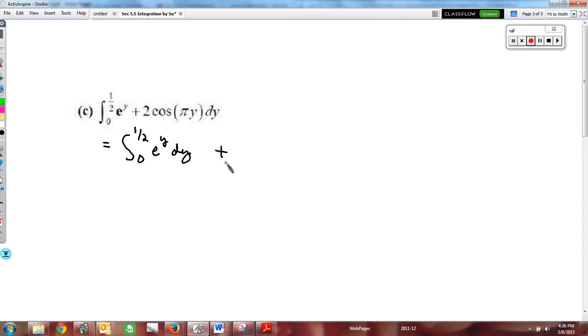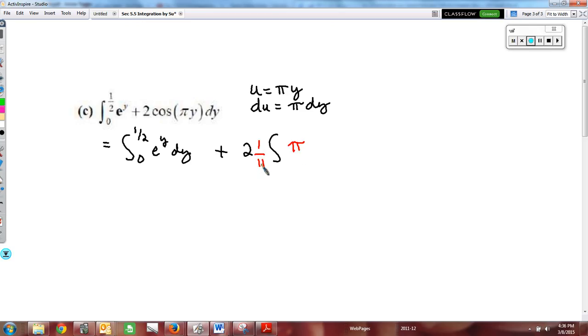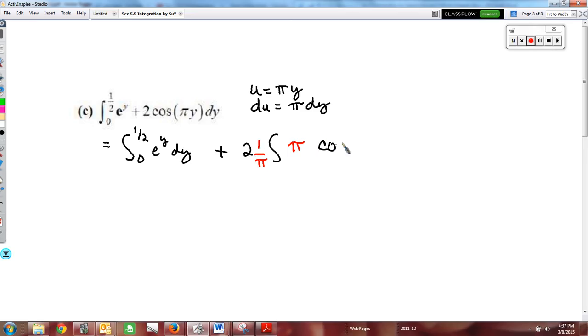Now for the second one, when I go to do this one, I'm going to have to let u equal pi y. So du is going to be pi dy. And so I need a constant in here. The 2 is a writer, so I pull it out. I'm going to have to add in my pi and take it out. Put in your correction. All right, and then you're going to have your cosine of your pi y dy. So I kind of get myself to here. This is 0 to 1/2. What starts as a definite integral has to stay a definite integral.